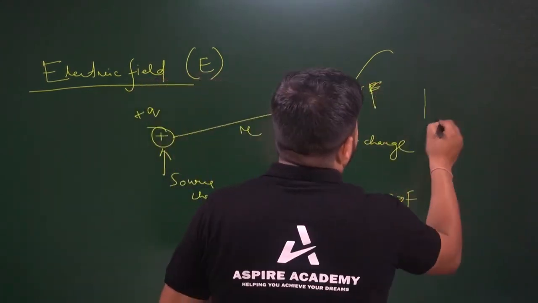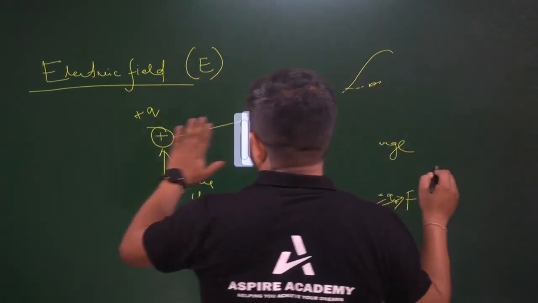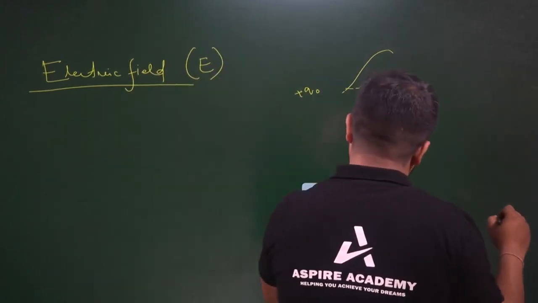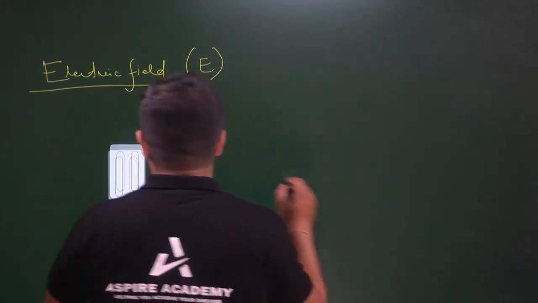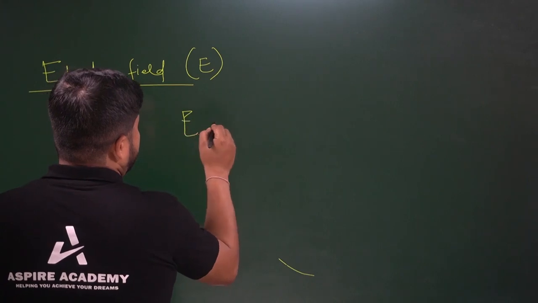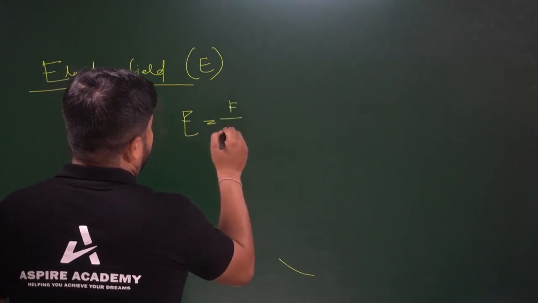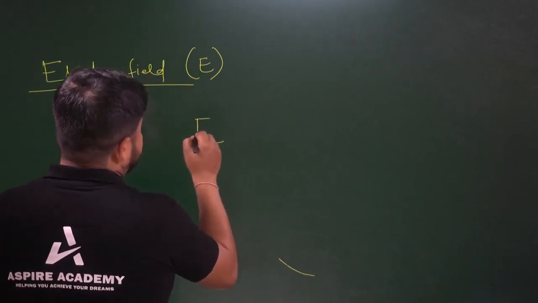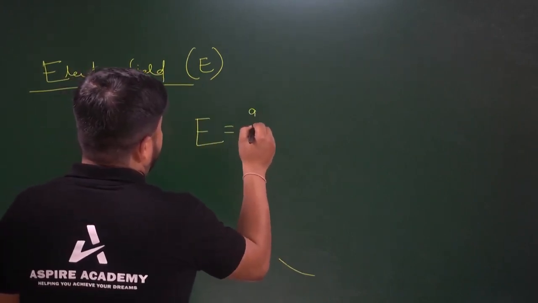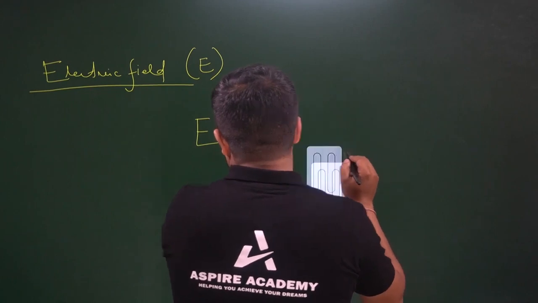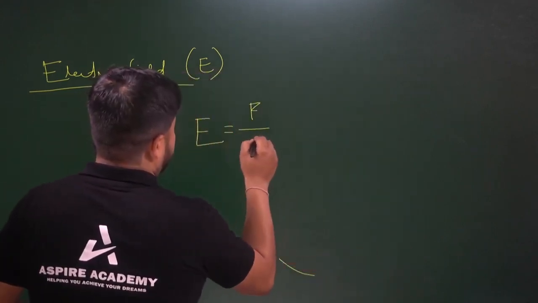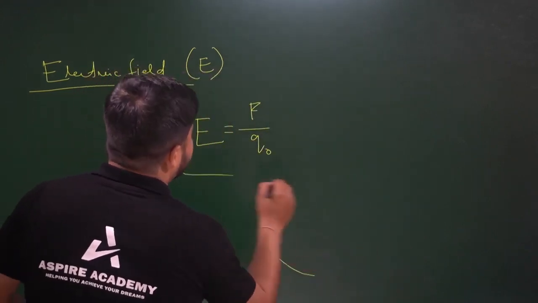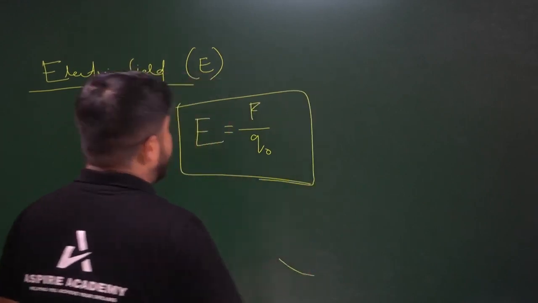So we can define the electric field in this way: the electric field E is equal to F by Q naught. After this conclusion, we can say E is equal to F by Q naught. This is the general formula for electric field.